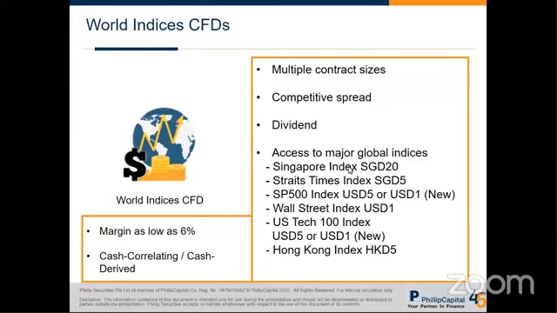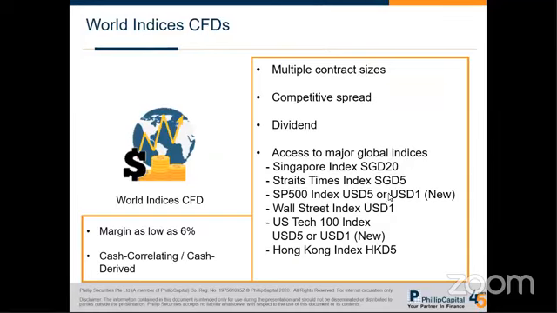The Singapore index, which we call SIMSCI, is $20 per tick. The Singapore Straits Times Index is a cash-derived index, at Singapore $5. For the S&P 500 index, we have two sizes: one is $5 and the other is $1. We just launched it a month ago. If you want to use the $1, you can buy up to 5 contracts. You can buy slowly, one contract at every level, which can also make up to $5, depending on your trading strategy.